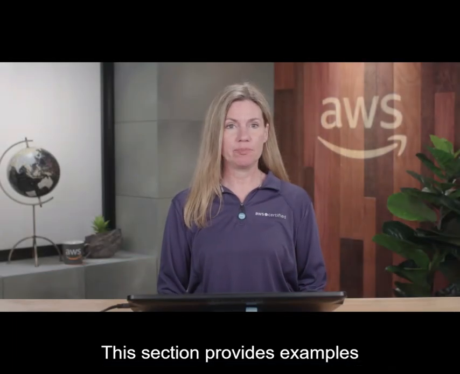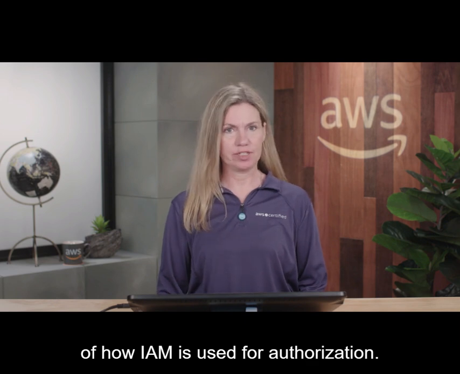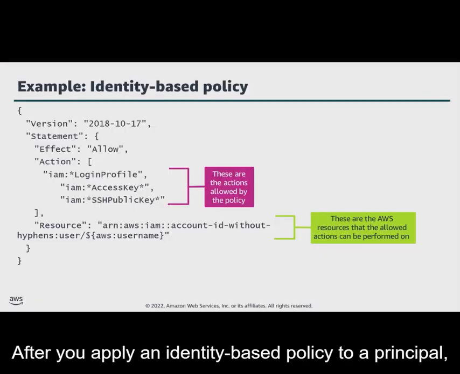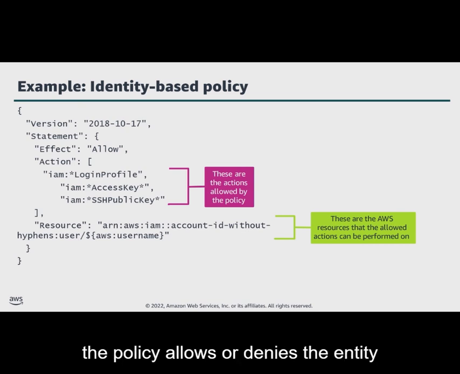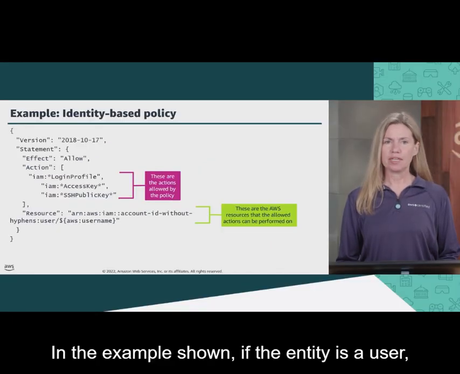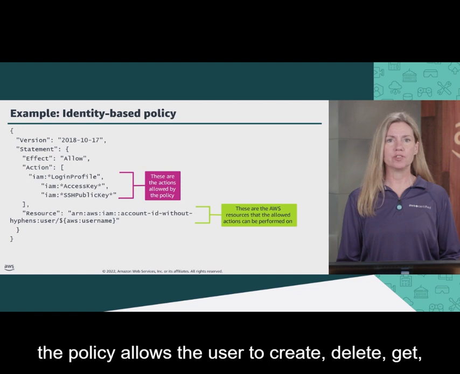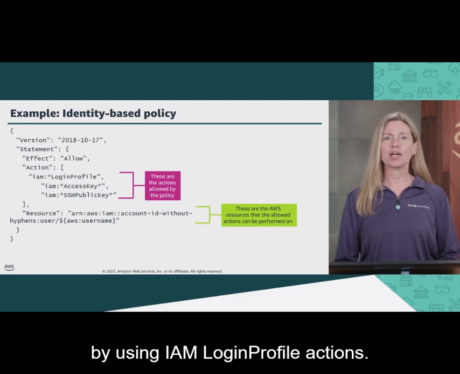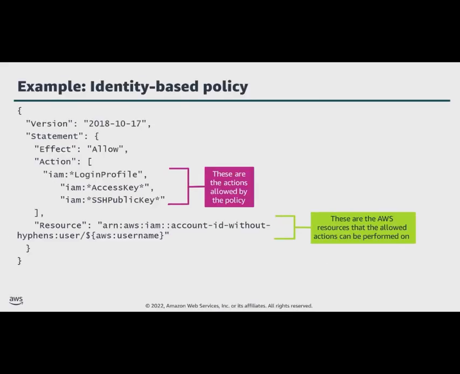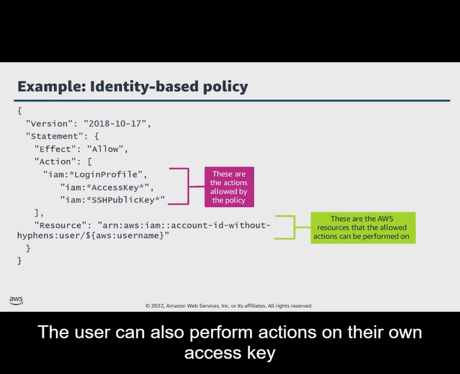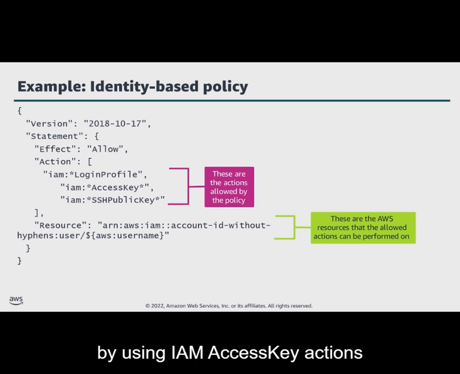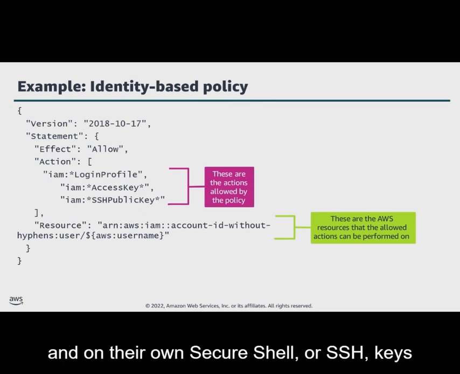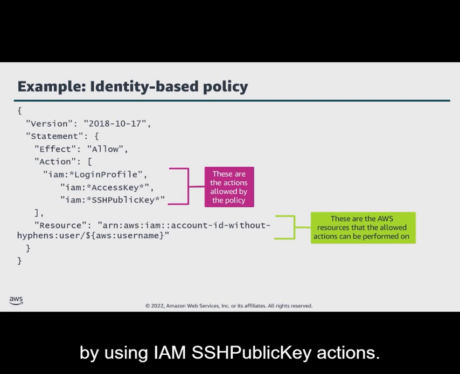This section provides examples of how IAM is used for authorization. After you apply an identity-based policy to a principal, the policy allows or denies the entity the ability to perform specified actions. In the examples shown, if the entity is a user, the policy allows the user to create, delete, get, or update their own password by using IAM login profile actions. The user can also perform actions on their own access key by using IAM access key actions and on their own secure shell or SSH keys by using IAM SSH public key actions.